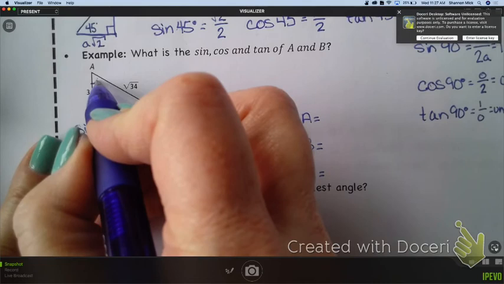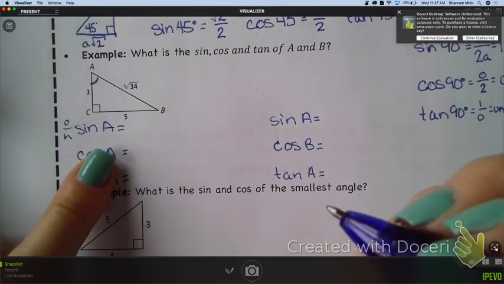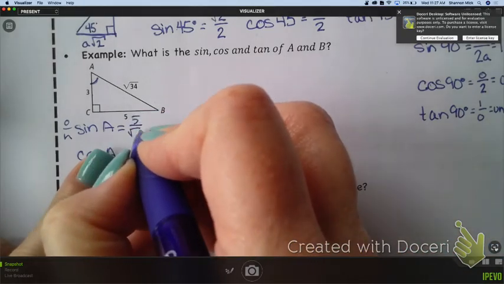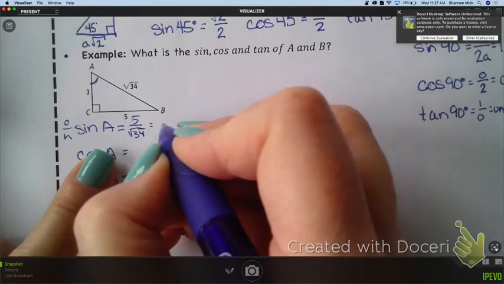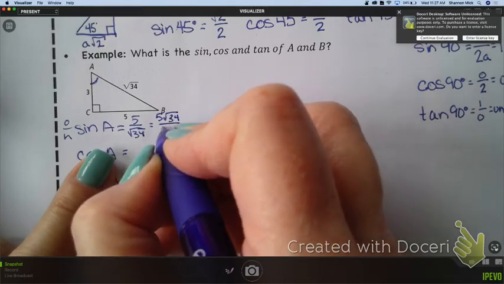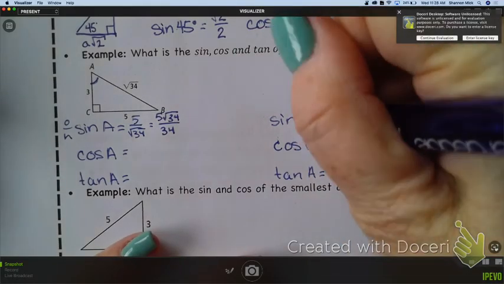Yes. So sine is opposite over hypotenuse. So I get what over what? 5 over square root of 34. But I can't leave it like that. 5 square root of 34 over 34. And remember, that's just by multiplying by the square root of 34 in the numerator and the denominator, and the square root of 34 times the square root of 34 is 34. Wait, why does it say A over there? Is it supposed to be all B? Yeah, it's supposed to be B.